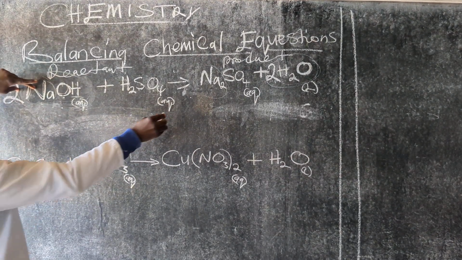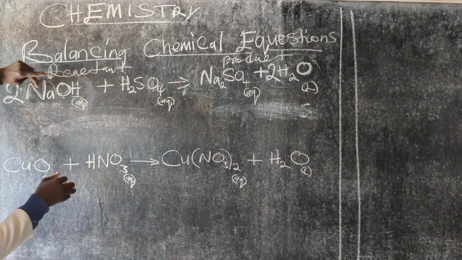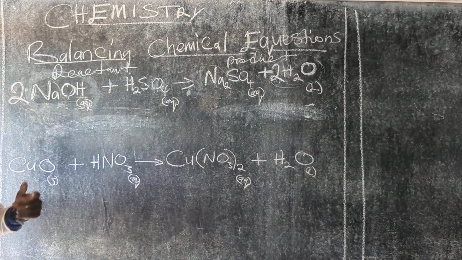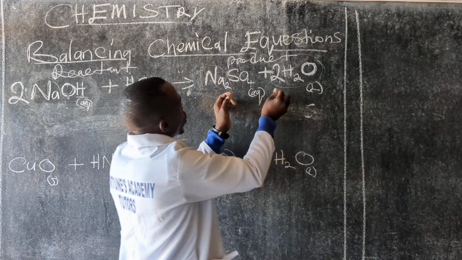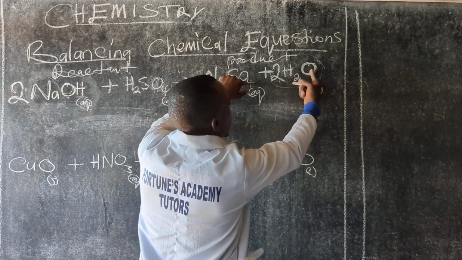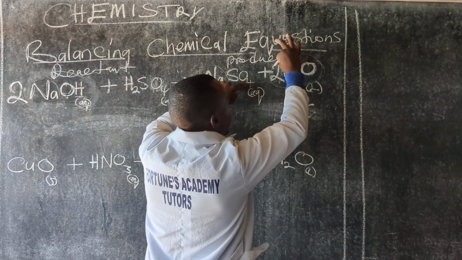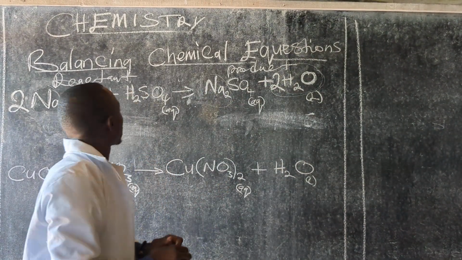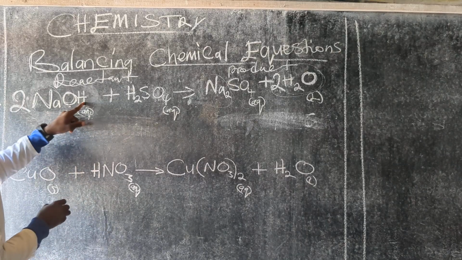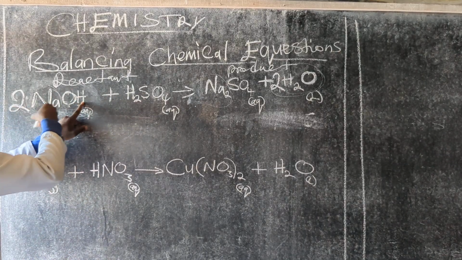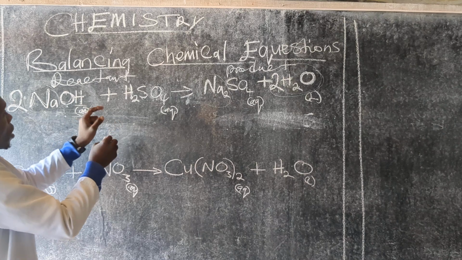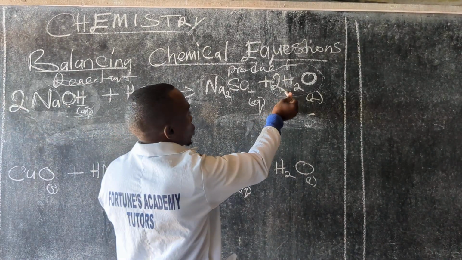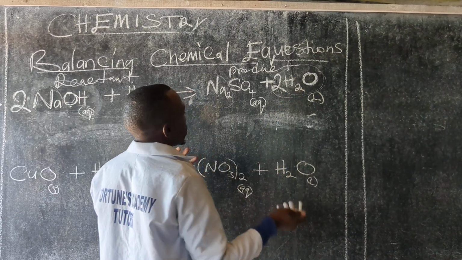Sodium 2, oxygen 2 plus this oxygen here, which is 4, to give us 6. We compare it to this oxygen, oxygen 4 plus this oxygen, which has been affected by these 2. So oxygen is 2 plus this 4, it is 6. Hydrogen here is 2, because this 2 has affected everything here. So hydrogen is 2 plus this hydrogen, which gives us 4. This hydrogen, 2 multiplied by this 2, is 4.